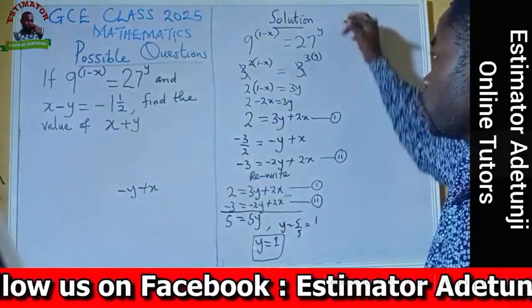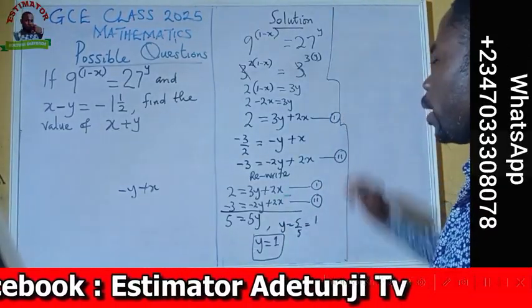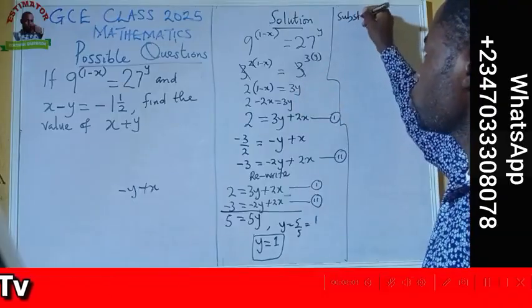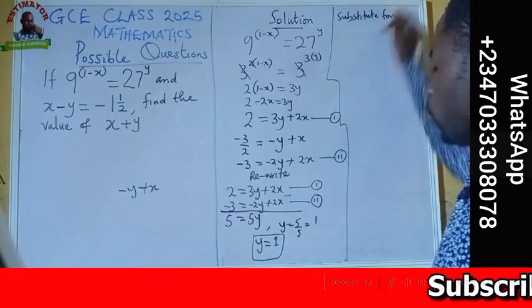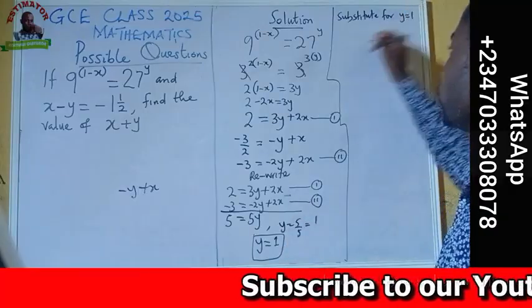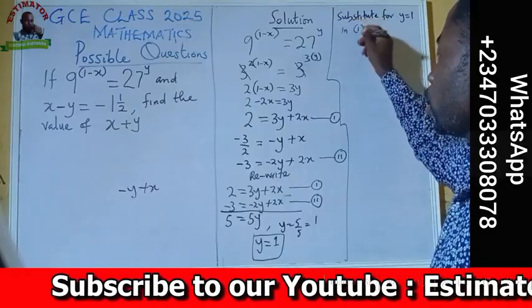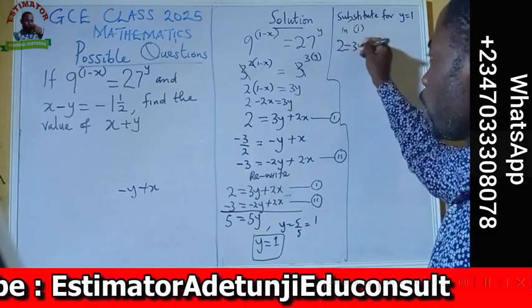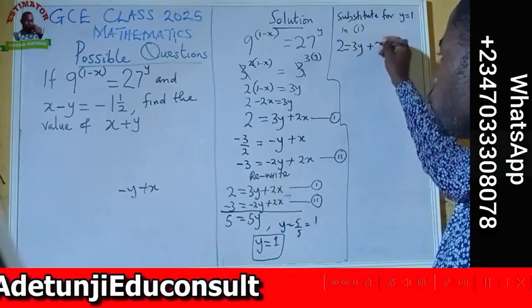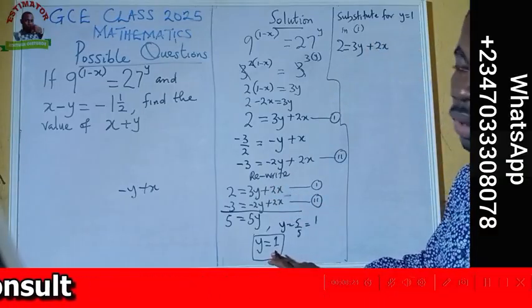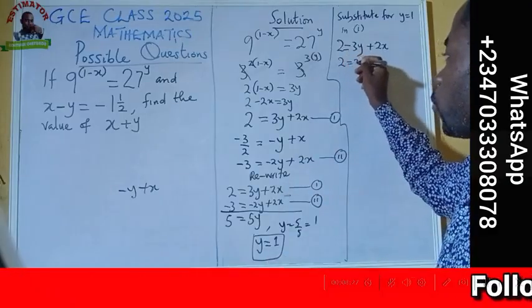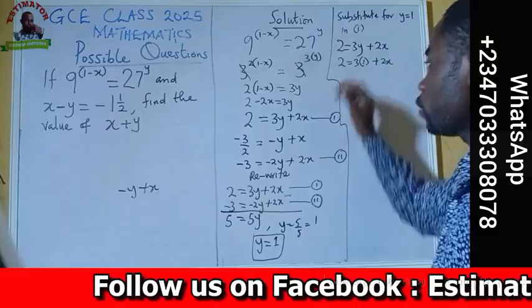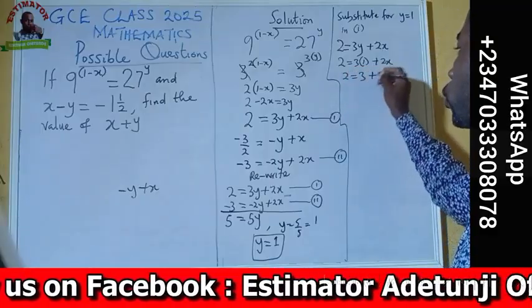Alright, I pick equation 1. Let me just divide my board like this. I will say substitute, or if you like, I can say put. We are saying the same thing. So substitute for what? For y equals 1. In which equation am I using it now? In equation 1. So what is equation 1 saying? I have 2 equals 3y plus 2x, and my y is 1 already. So I just say 2 equals 3 times bracket 1 plus 2x, and with this I have 2 equals 3 plus 2x.